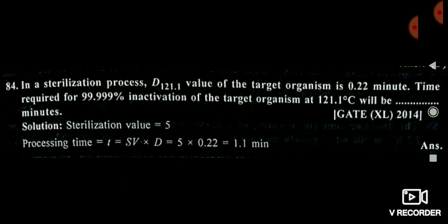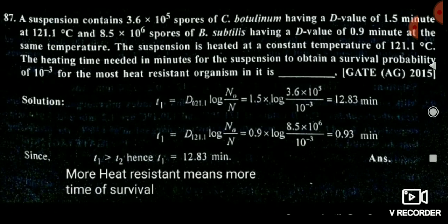Suppose 6 times 9 is written, you don't have to worry about where the point is given and what is given where. You only see how many times 9 is written. Here 5 times 9 is written, so the sterilization value is 5. If 6 times 9 is written, then the sterilization value is 6. So it is, I think, an easy way to calculate. So you can simply calculate and you can get the answer.